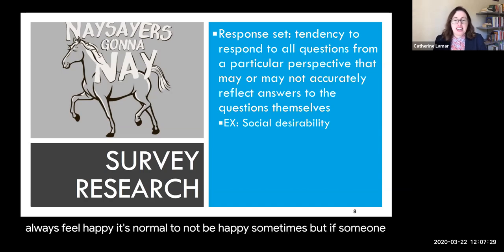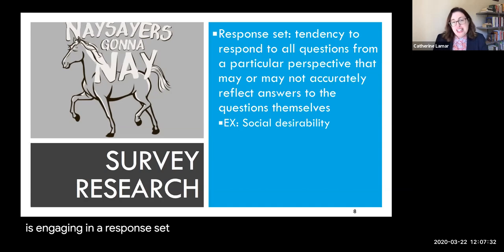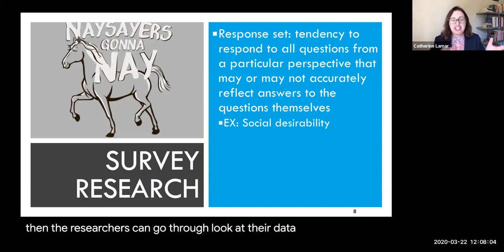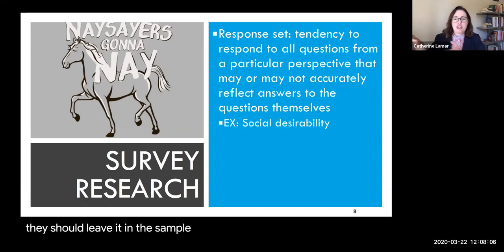But if someone is engaging in a response set, they might lie and say, yeah, I feel happy all the time, because they want the researcher to think of them in a good light. Now, those validity scales have questions that are so strongly worded, no one should be agreeing with them. And so that's one of the ways that researchers can catch if someone's intentionally lying. Because if someone's saying yes to those questions that are so strongly worded, then they're probably misrepresenting themselves. And then the researchers can go through, look at their data, and decide if they should leave it in the sample or if they should delete it.